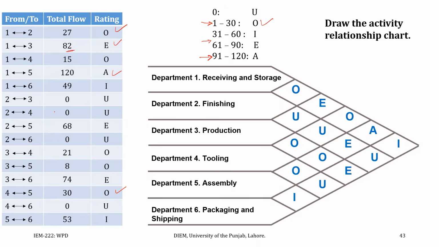So for example, between department 1 and 6, there is a rating of I. So that I is here between 1 and 6. Between 2 and 5, there is a rating of E. So 2 and 5. And between 3 and 4, there is a rating of O, so that is O. And you could cross-check others as well.